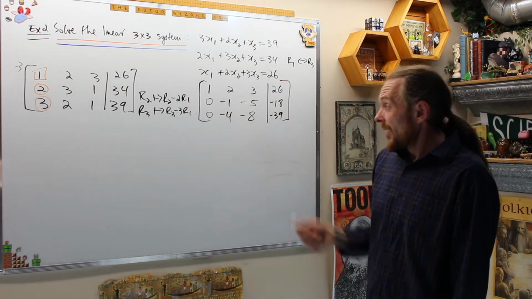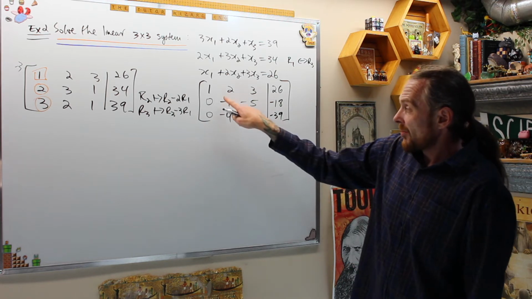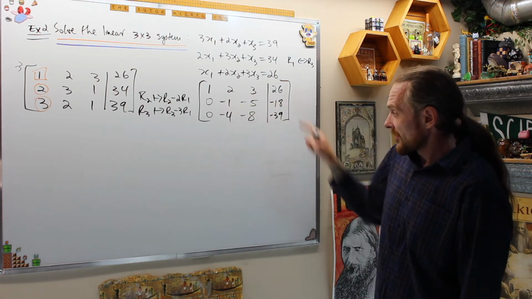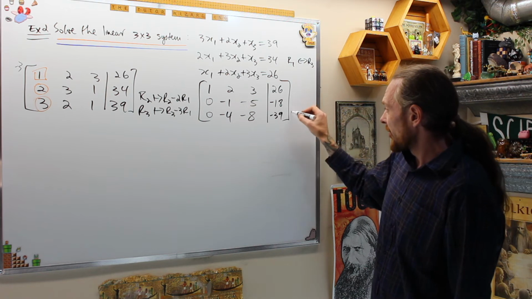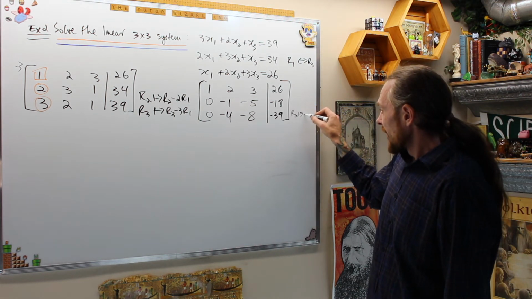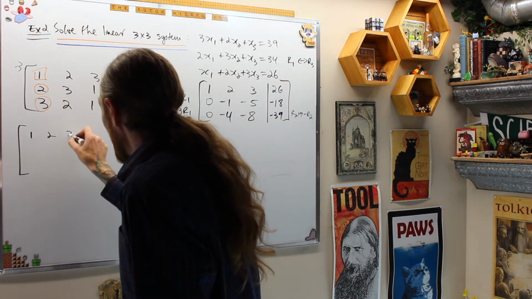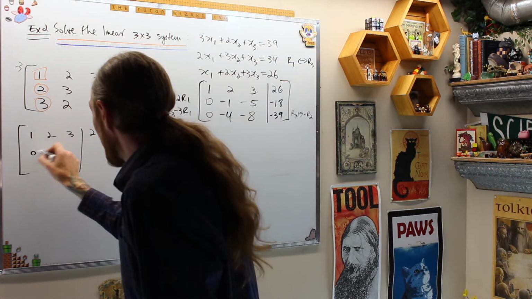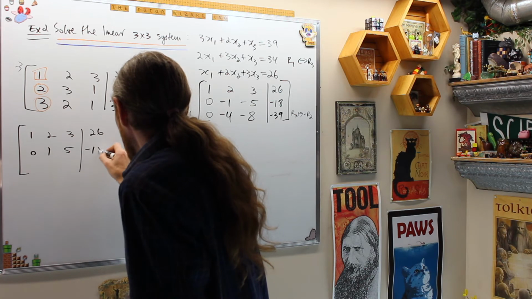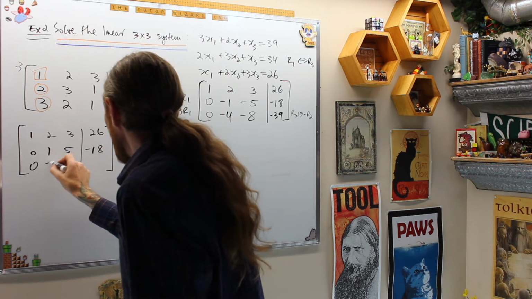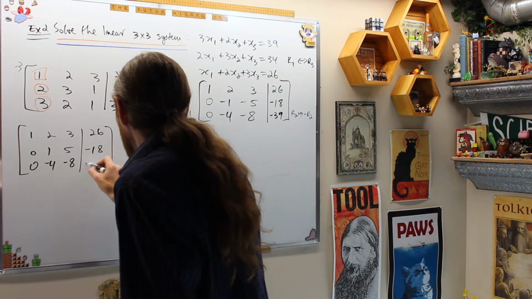Now what do I want to do? I want a leading 1. I can cheat by just making this positive, or first what we're going to do is row 2 goes to negative row 2, I guess. Then what we're going to get is 1, 2, 3, 26, 0, 1, 5, negative 18, 0, negative 4, negative 8, negative 39.